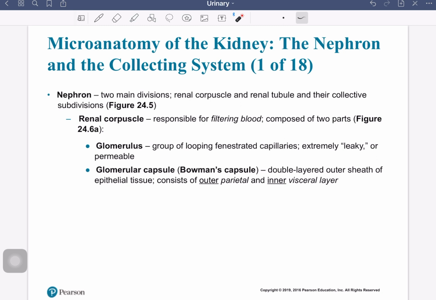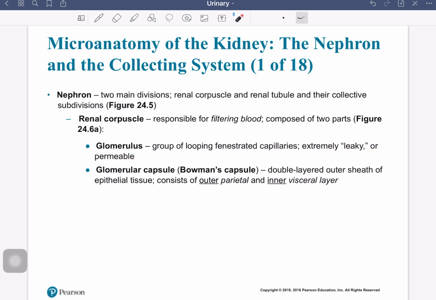So we have the renal corpuscle, and what does it do? It's responsible for filtering blood. Now, this renal corpuscle is actually composed of two parts. One part is the glomerulus, and this is a group of capillaries, but it's not your regular capillaries. These are fenestrated. Remember what that means is that these are very leaky, permeable capillaries.